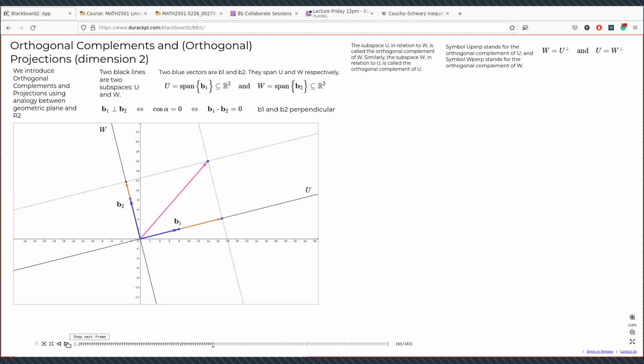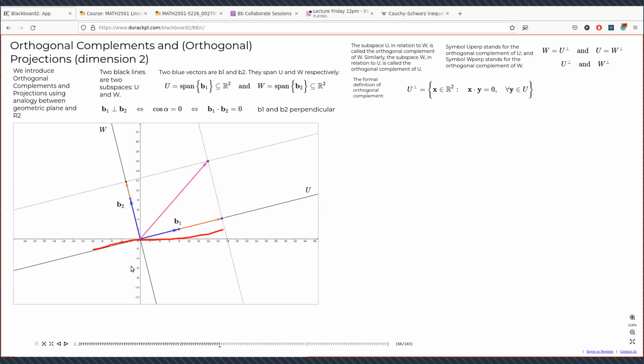Now let's try to formalize this as definitions. They're not the most general definitions because we're in the 2D case, but that will give you some ideas. These are just the symbols. The formal definition of orthogonal complement goes like this: the orthogonal complement of U, listen to this, is all those vectors on the entire plane which are perpendicular to every element in U. Here's my U.